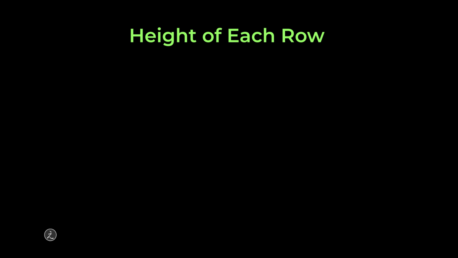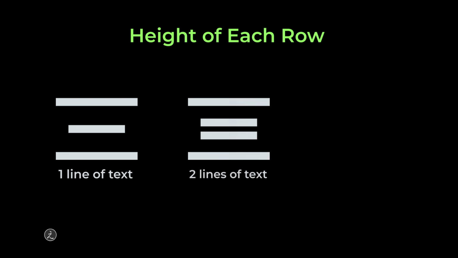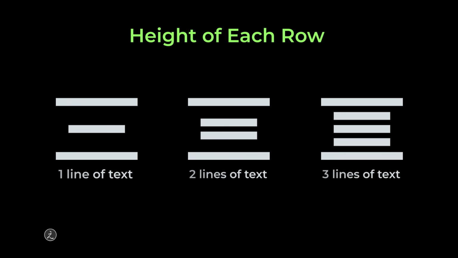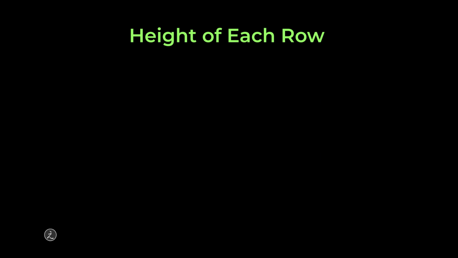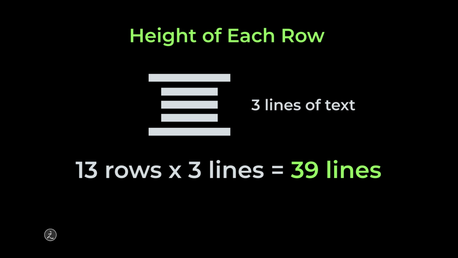The height of each row needs to be as big as 1 line of text, 2 lines of text, or 3 lines of text, and so on. I'll set the height of each row with 3 lines of text, so that will be 13 rows times 3 lines.